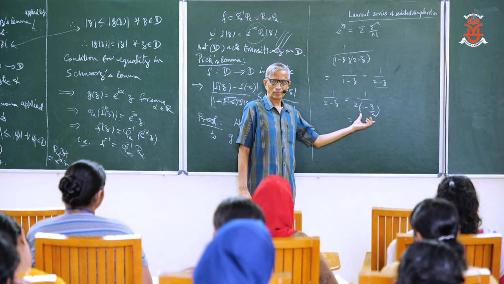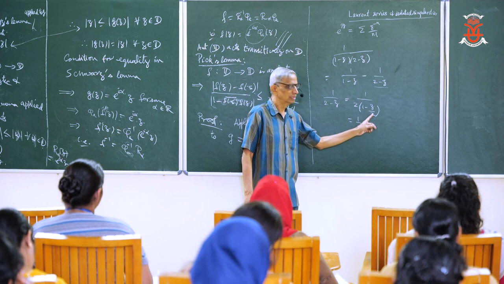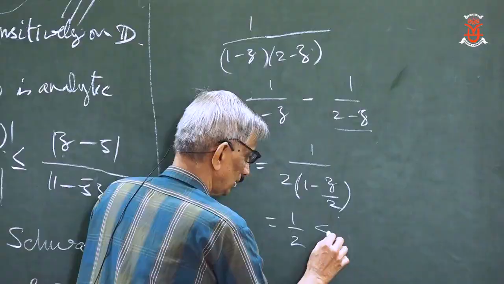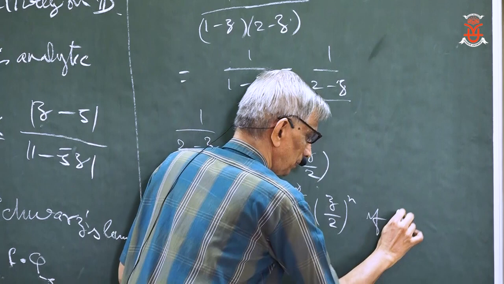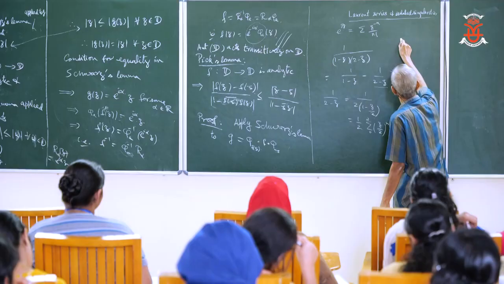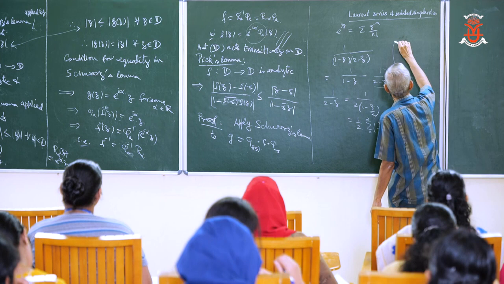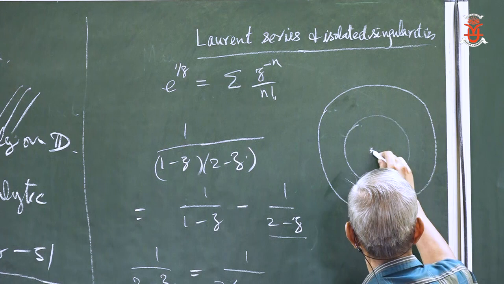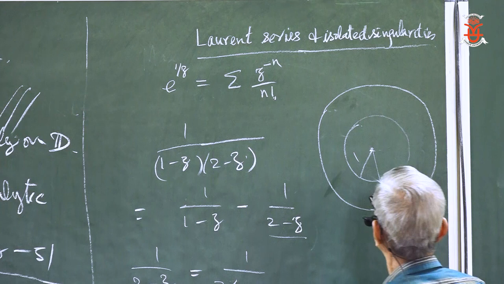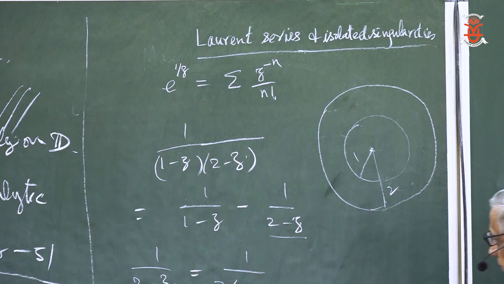So this you can expand as a geometric series provided the modulus of this is less than 1, that is, provided mod z is less than 2. So this is 1 and this is 2. So this expansion is valid in the whole of this bigger disk.